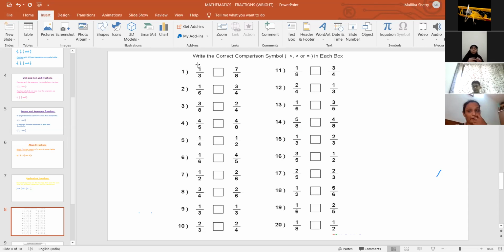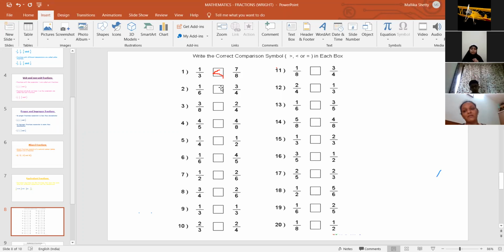We can say there is one image which is divided into three equal parts. Here you have an image which is divided into eight equal parts, out of which seven parts are shaded. So obviously 7 by 8 is greater than 1 by 3. Everybody understood? Yes. Come on, next on my screen.